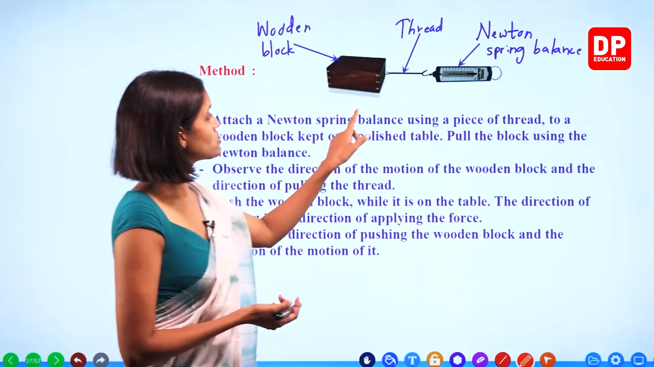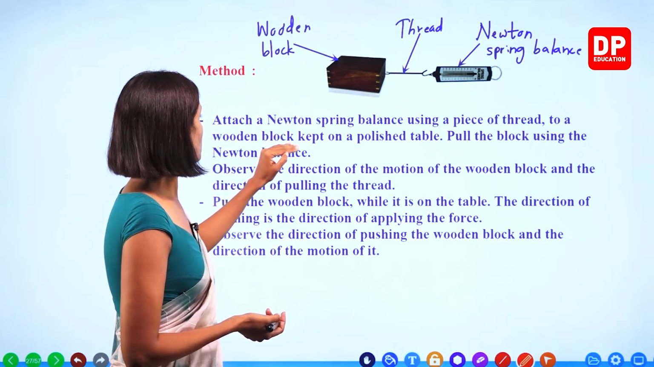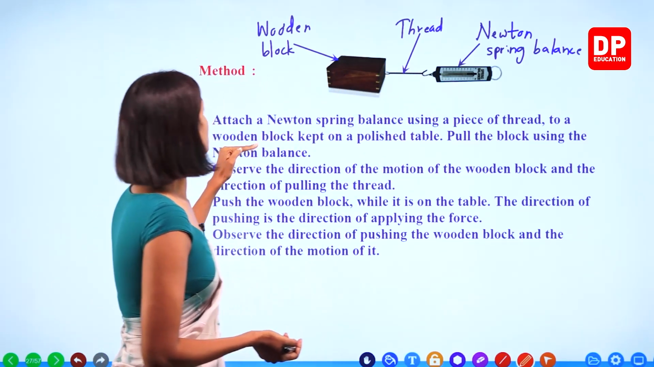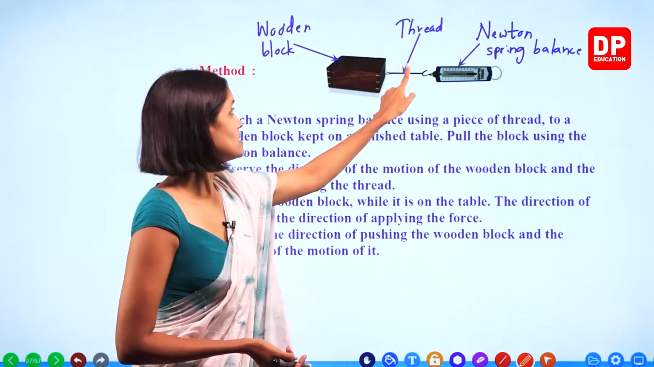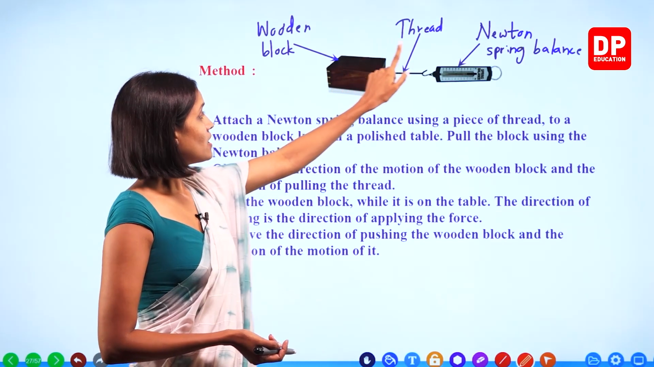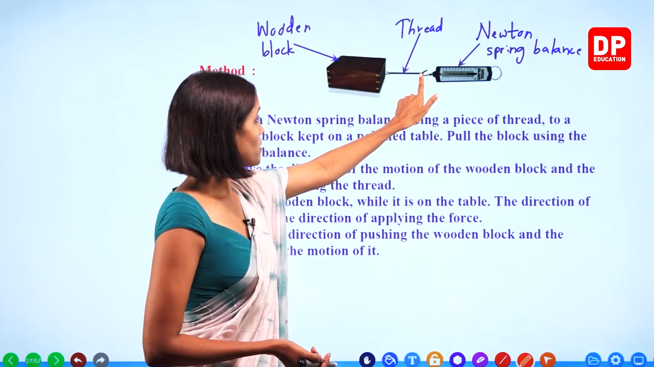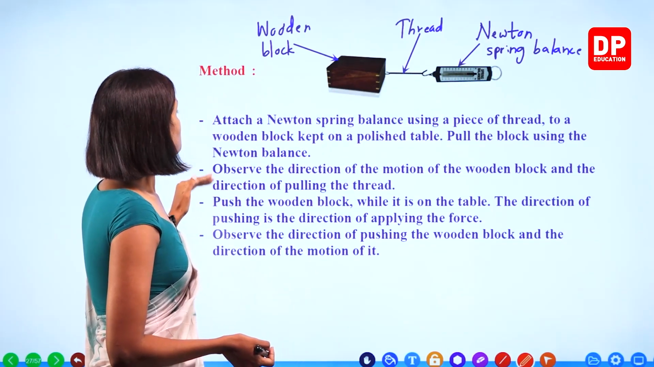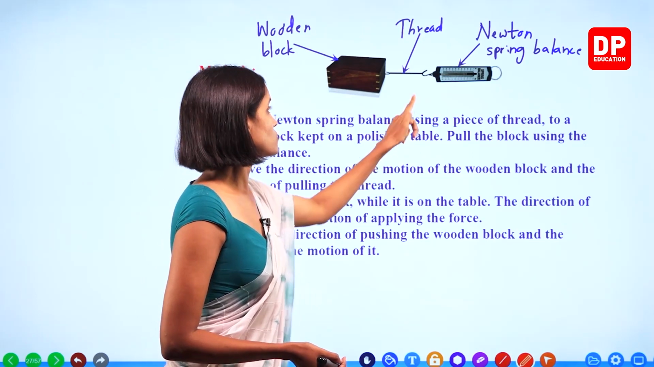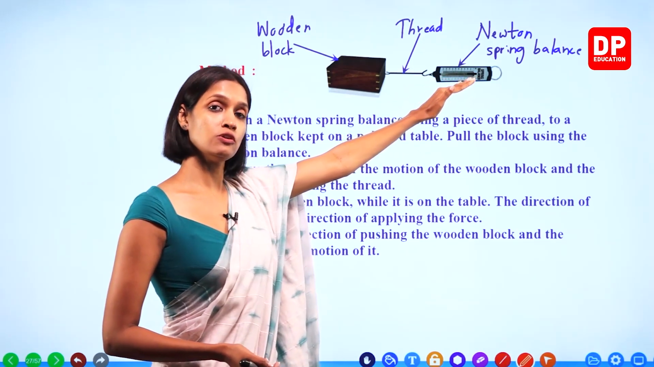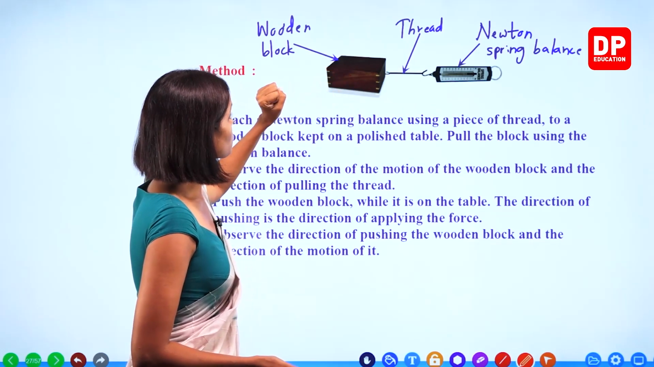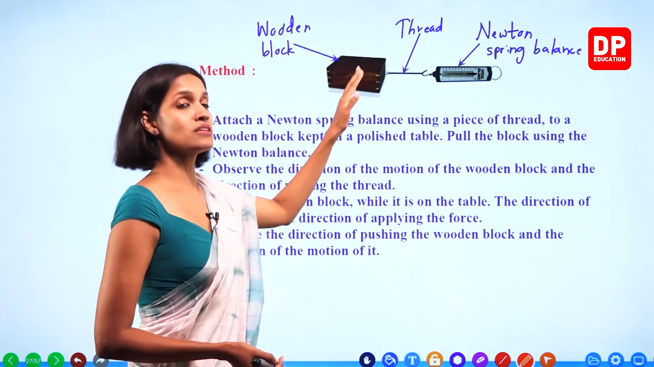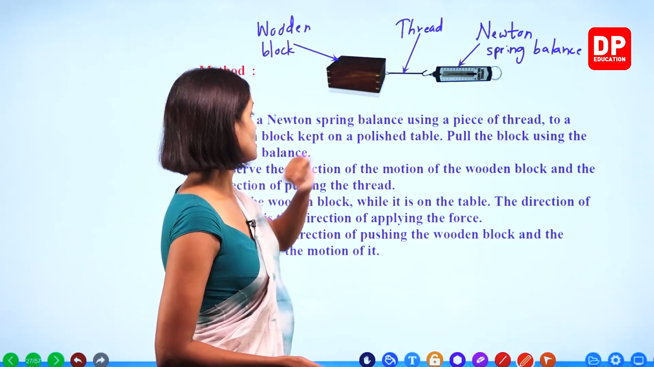Attach a Newton spring balance using a piece of thread to a wooden block kept on a polished table, like this. Pull the block using the Newton spring balance, right? Attach a thread to the wooden block, then attach the Newton spring balance to the other end of the thread, and you have to pull it, right? Observe the direction of the motion of the wooden block. So when you pull this one using the Newton spring balance, you have to check in which direction this wooden block moves, and the direction of pulling the thread. In the same way, you have to check in which direction the thread is stretched.